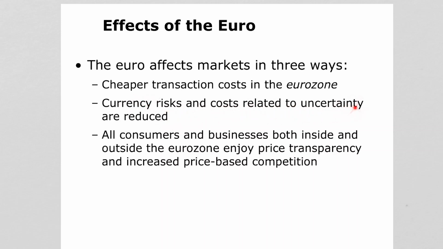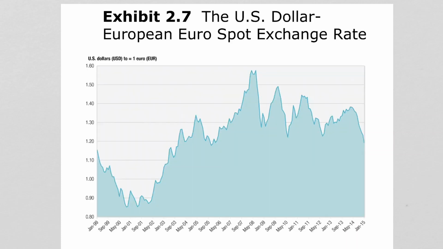We can see the value of the euro against the US dollar over an approximately 20-year time period. Note that what we're looking at here is US dollars per euro. So this 1.6 here means that 1 euro buys 1.6 US dollars. And so as 1 euro buys more US dollars, that means the euro is getting stronger.